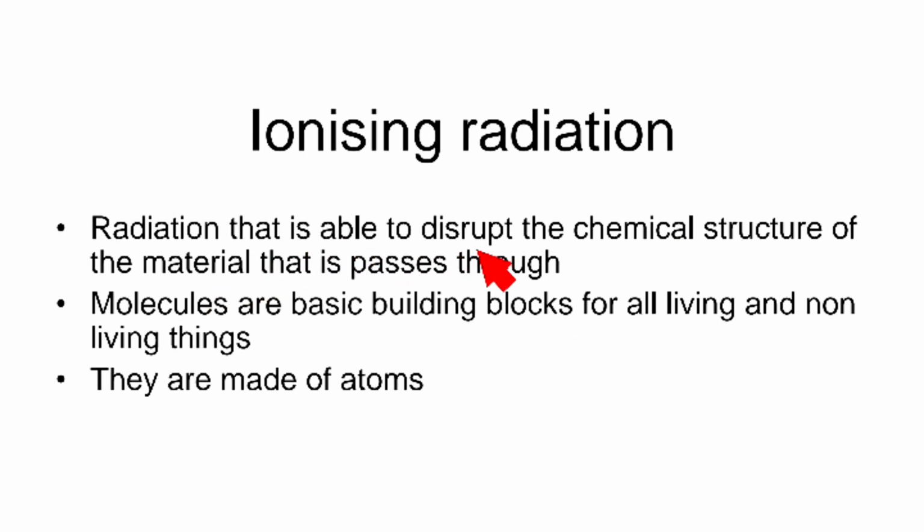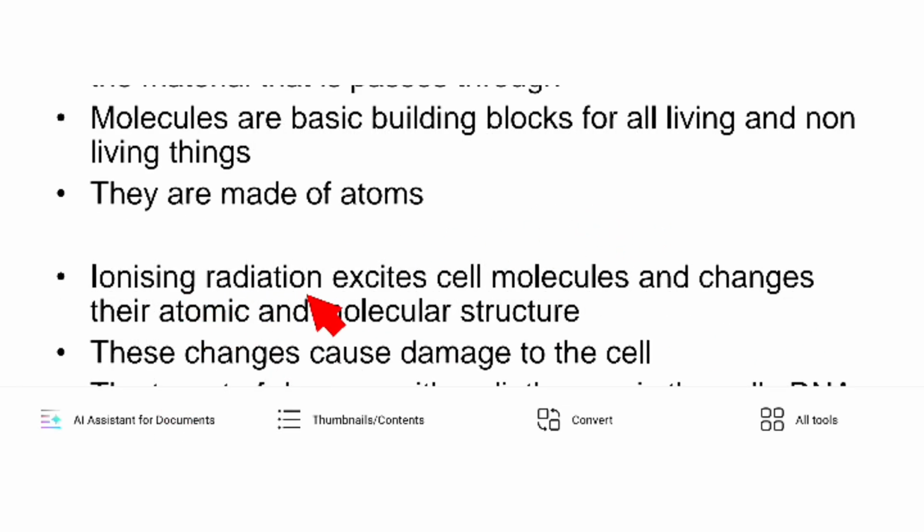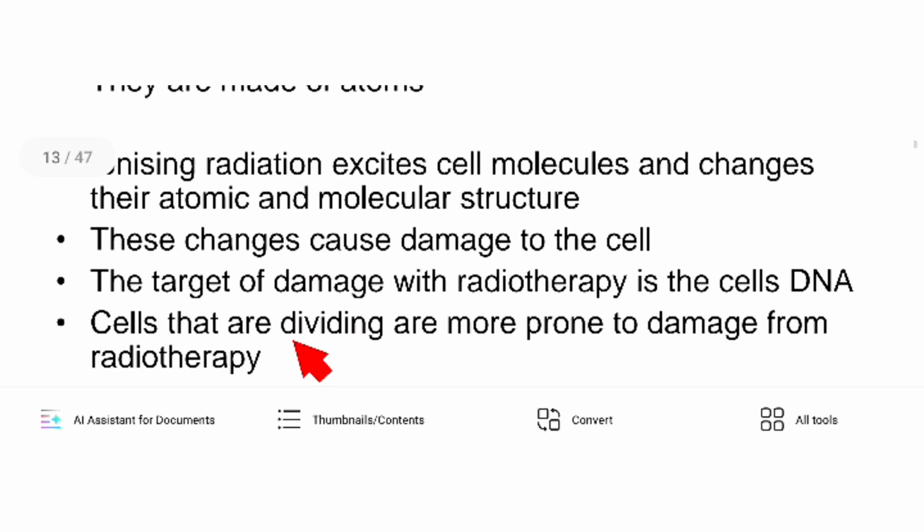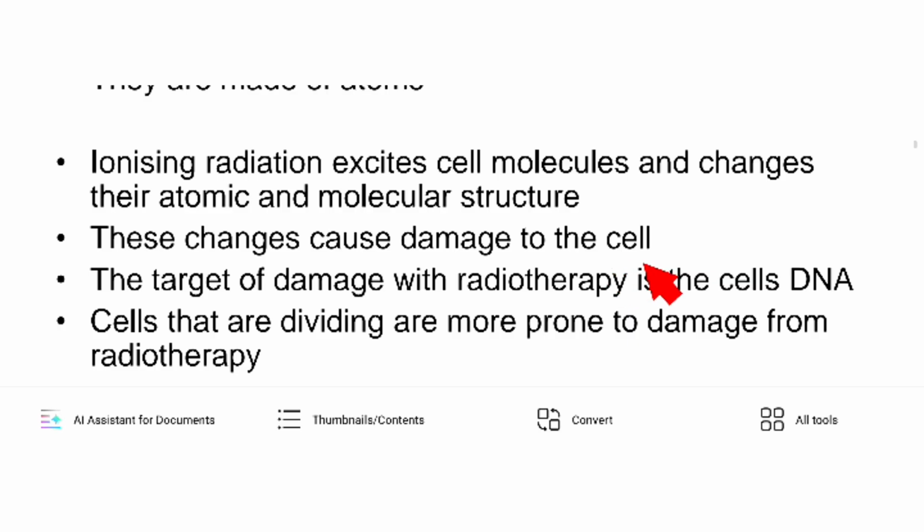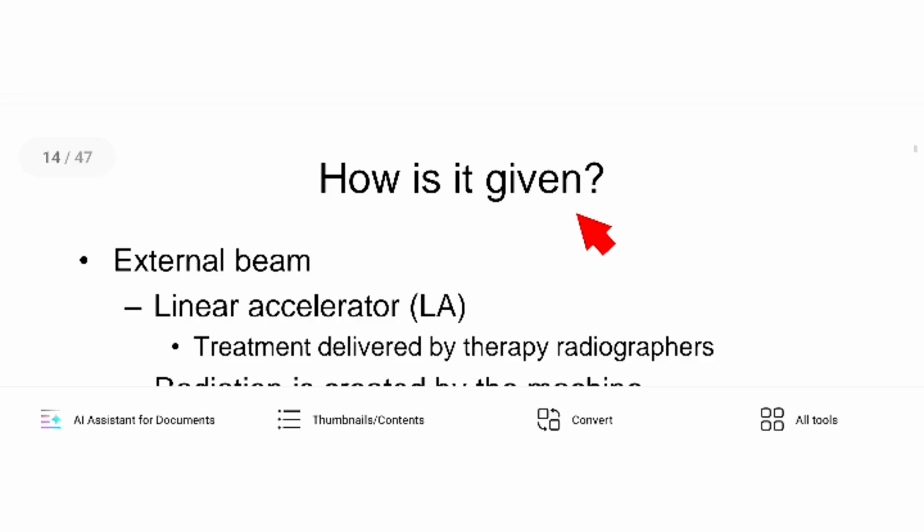Ionizing radiation is able to disrupt the chemical structure of the material it passes through, the molecule, the basic building block for all living and non-living things made of atoms. It excites the cell's molecules and changes their atomic and molecular structure. These changes cause damage to the cell. The target of damage with radiotherapy is the cell's DNA. Cells that are dividing are more prone to damage from radiotherapy. How is it given? That's very important.